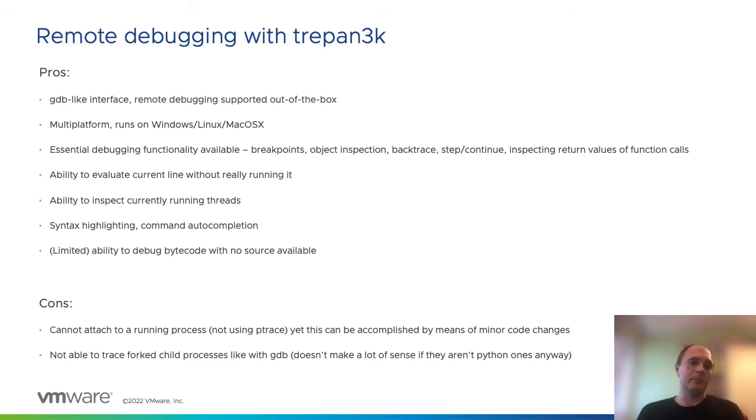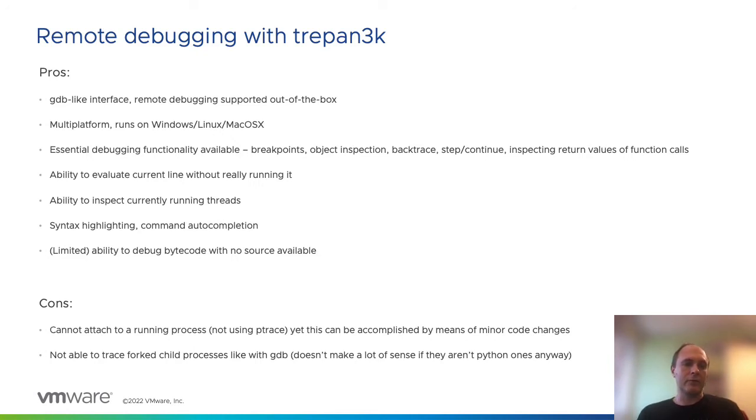Trepan is multi-platform. It runs on Windows, Linux, and macOS. It has all the essential debugging functionality available, such as breakpoints and object inspection. You can inspect objects, have backtraces, step and continue in the code, inspect function return values, etc.